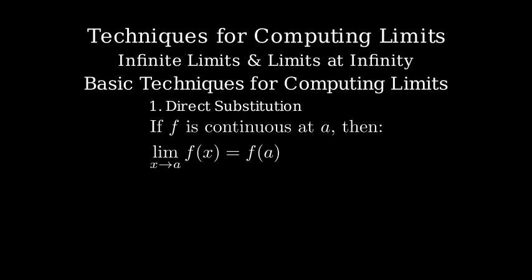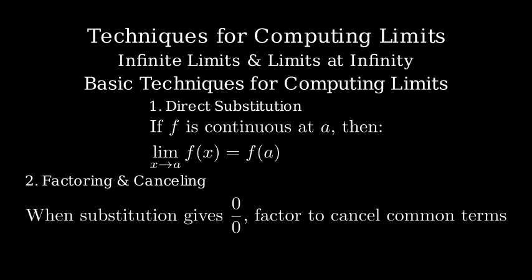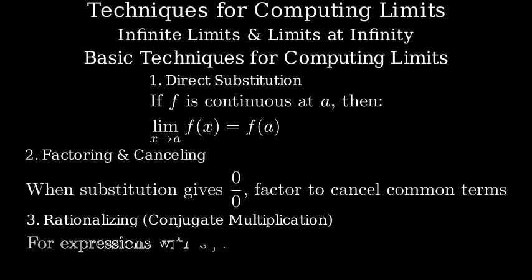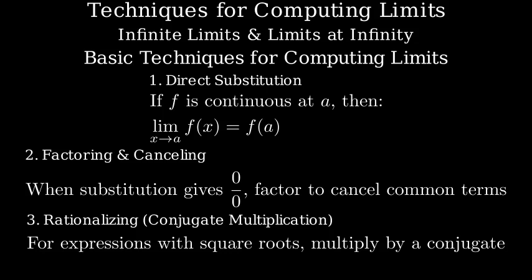The second technique is factoring and canceling. When direct substitution gives us an indeterminate form like 0 over 0, we can often factor the numerator and denominator to cancel common terms. The third technique is rationalizing or conjugate multiplication. This is especially useful for expressions involving square roots. We multiply both numerator and denominator by a conjugate expression to eliminate the radicals.